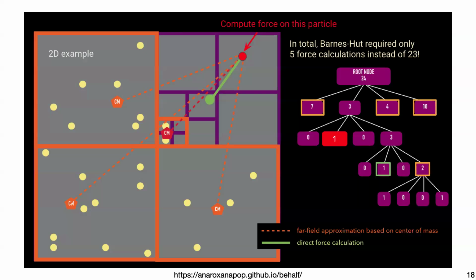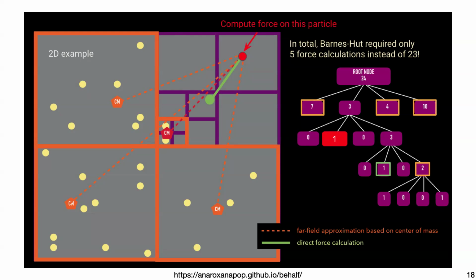Here's a picture. So this is your 2D grid, and we build this quad tree. The root encompasses every single particle, which in this example is 24 particles. And so we can just go level by level. Suppose that we're computing the force on this particle.